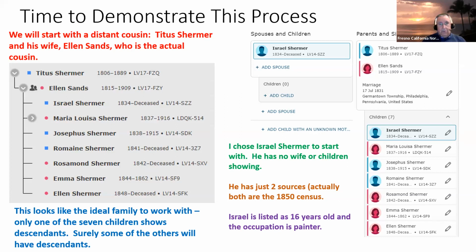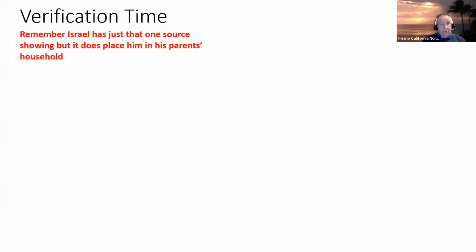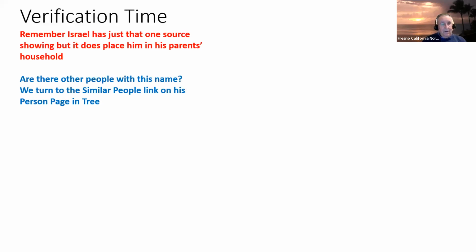So Israel Shermer's going to be our focus person. We're going to work off of him. So it's time to verify him. Does he really exist? We know he's on that census, but is there really an Israel? Okay. Are there other people with this name? That would be my first question.